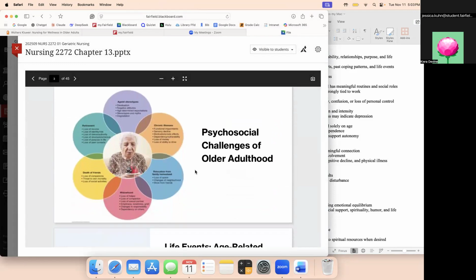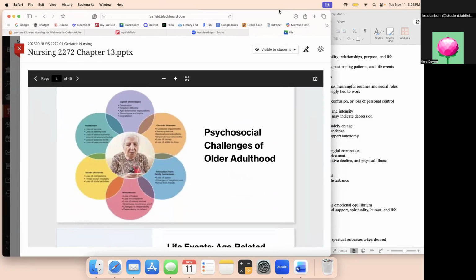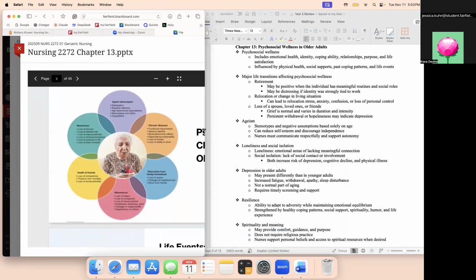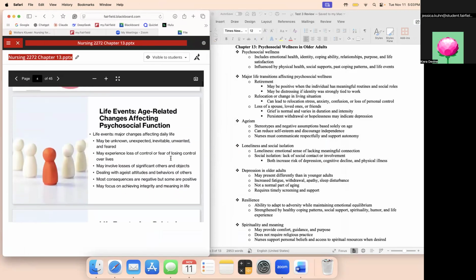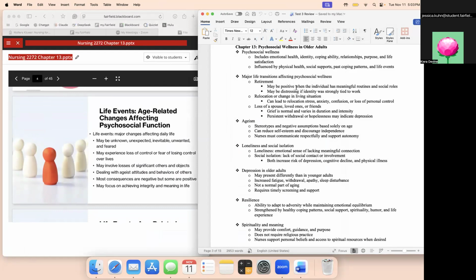These are the challenges. This is the opposite of what I just said: things that could go wrong with the list of things I just listed. Certain life events. We talk about the major life transitions that come along with older adulthood and what might affect their psychosocial wellness. This is retirement. This might be positive, but it might also be very distressing if they don't have an identity outside of work. Relocation or a change in living situation.